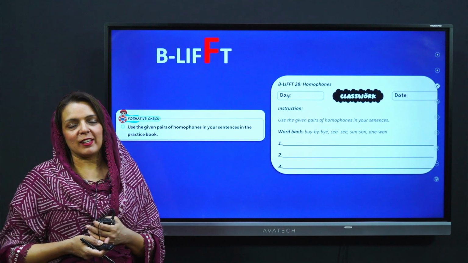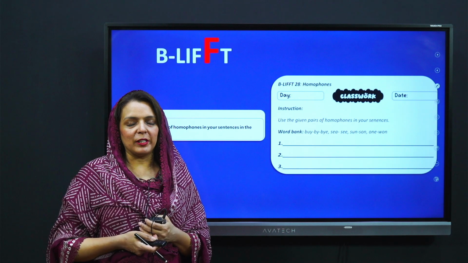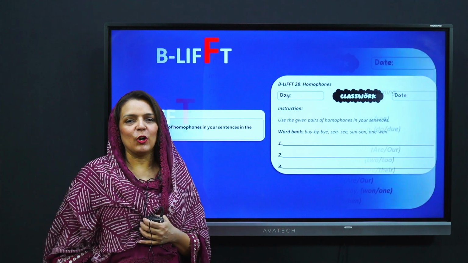Now, to check your understanding, we have designed this formative check. One is there in your book and the other one is there in your practice book. Do it in the class with the help of your teacher. Then go home, do your homework.